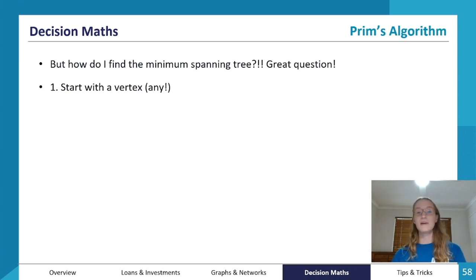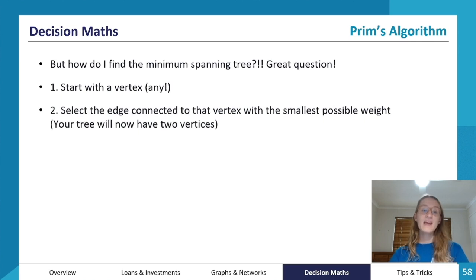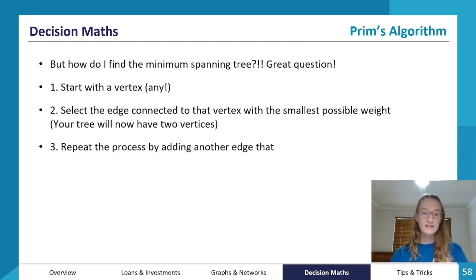You can literally pick any vertex and Prim's algorithm will work, and that'll be your starting point. And then you select the edge connected to that vertex with the smallest possible weight. And then now you've added in another vertex and you'll have one edge connecting those two vertices. And that edge will have the smallest possible weight. And then now what you're going to do is move around the rest of the graph, connecting in every single vertex by using the smallest possible weight.